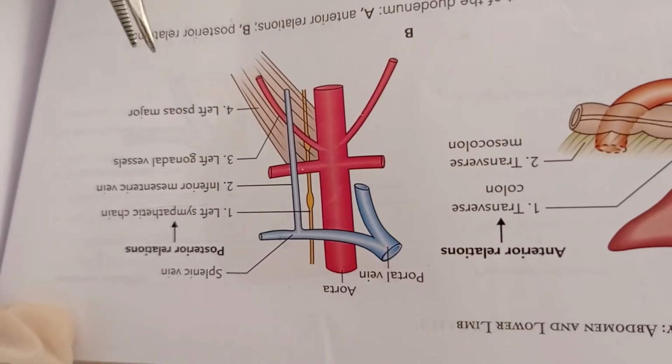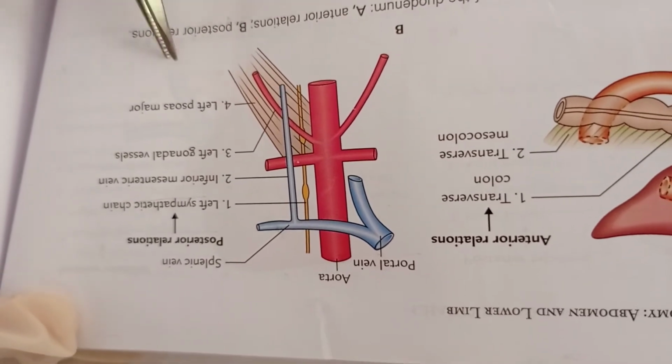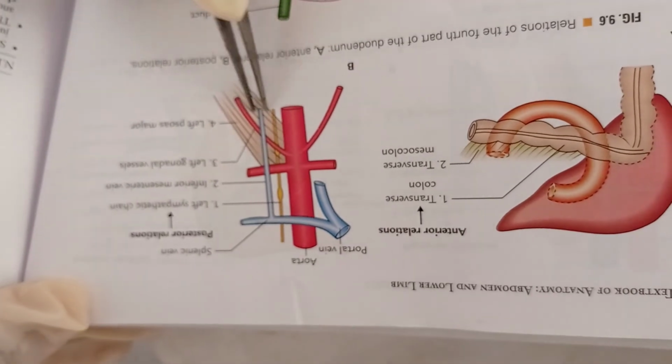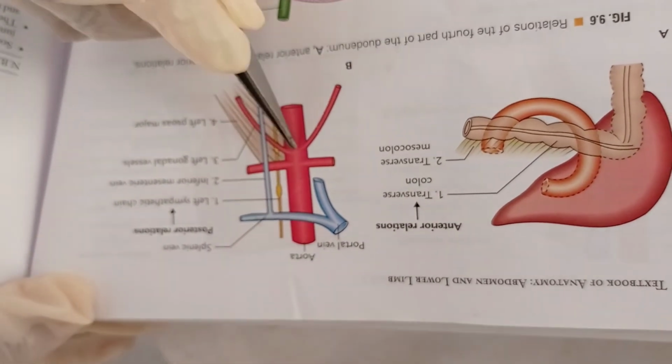Now the posterior relations of the fourth part: this part is related to the inferior mesenteric vein and the psoas major and left gonadal vessel.